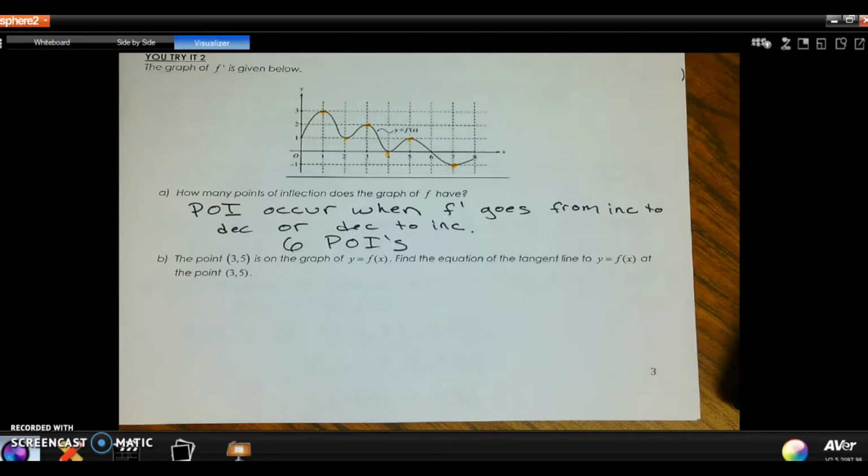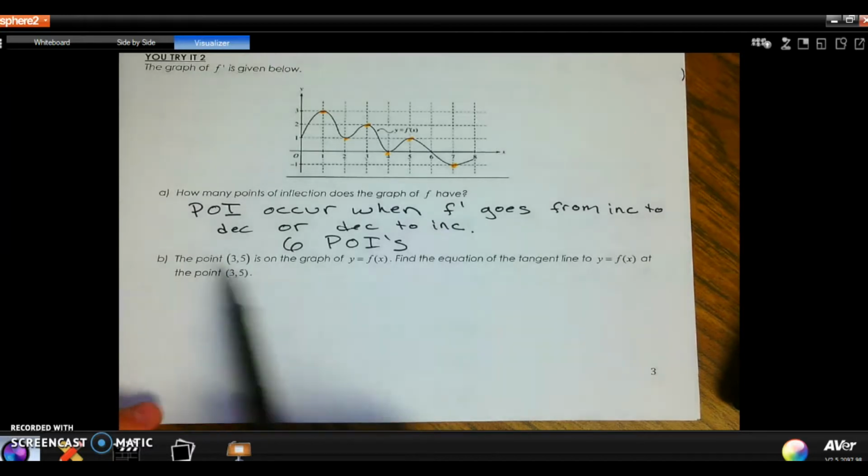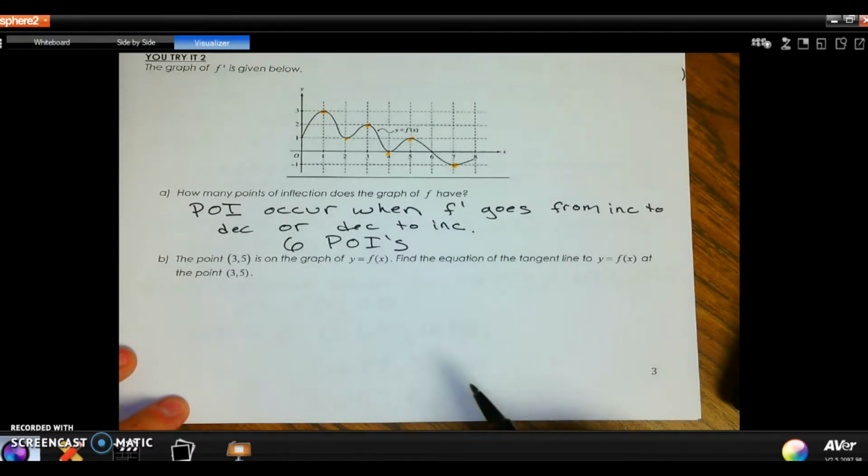So the point 3,5 is on the graph of y equals f of x. Find the equation of the tangent line to y equals f of x at that point. Okay, so what's another way to interpret this? Well, what is the derivative at 3?